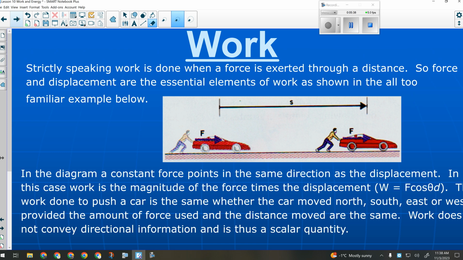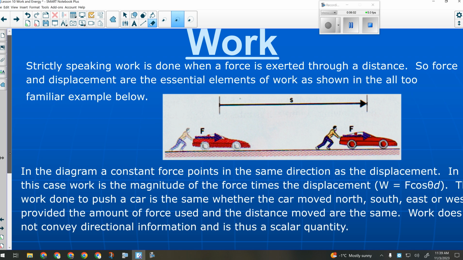Okay, so in order for work to be done, a force has to be exerted through a distance, and that has to result in a change in mechanical energy, either potential, or kinetic, or both. Okay, if I pushed it uphill, then I would be changing both.